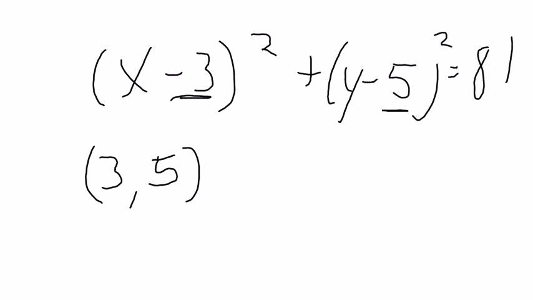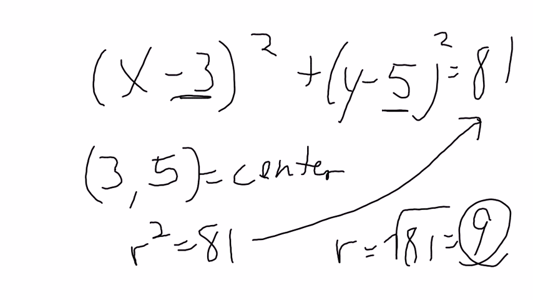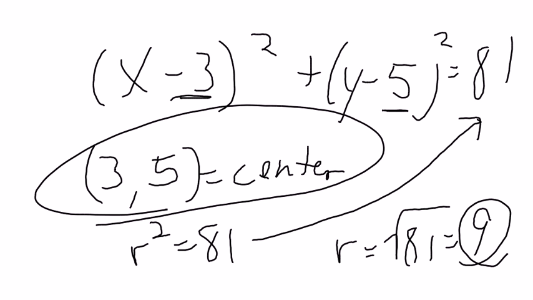And that's your center. And what's the radius? Well, r squared is 81 here. So r must be the square root of 81, which is 9. So my radius is 9, and (3, 5) is my center. And that's it for quiz 2.